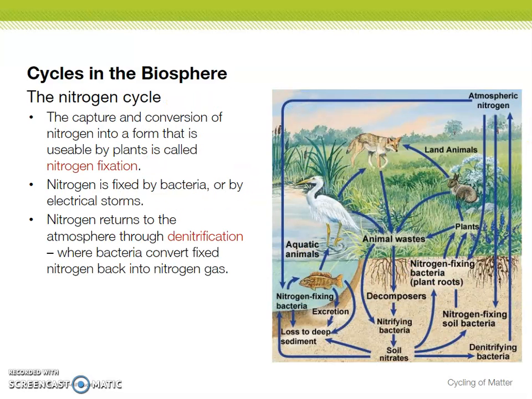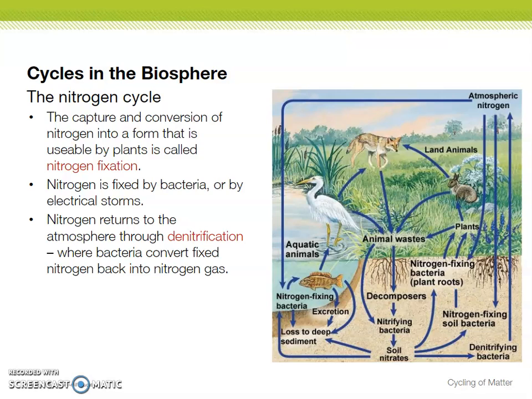The nitrogen cycle. The capture and conversion of nitrogen into a form that is usable by plants is called nitrogen fixation. Nitrogen is fixed by bacteria or electrical storms. When lightning strikes, it has a lot of energy, and it will actually take nitrogen atoms in the atmosphere, in the air, and it will cause a chemical reaction to occur and turn them into a molecule that can then be absorbed by plants.